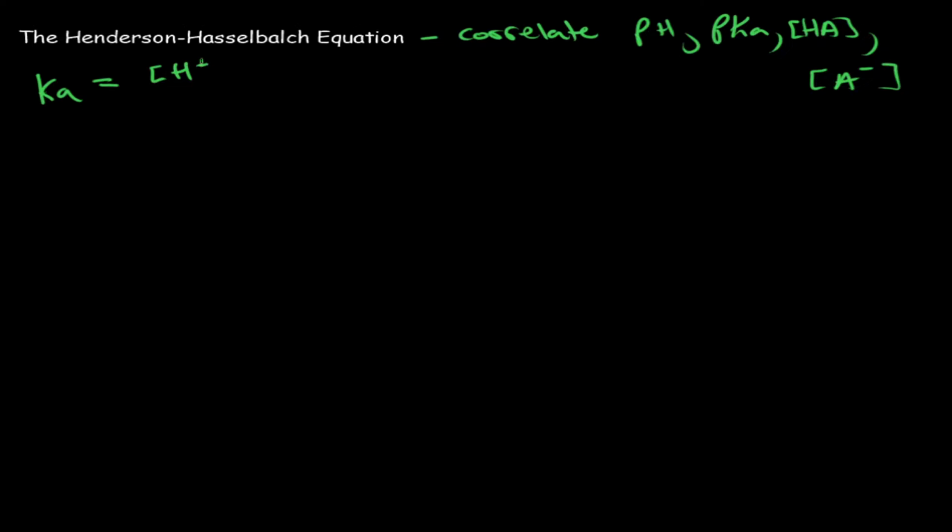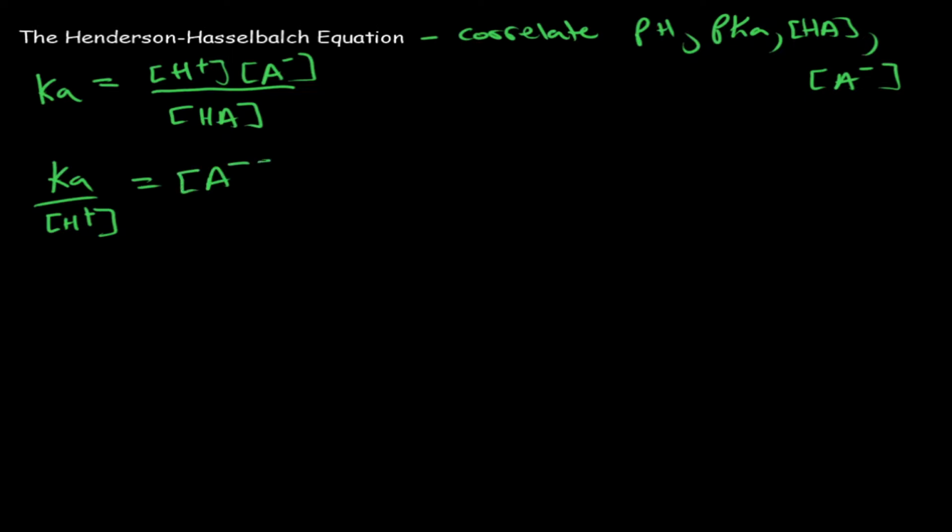We know that the Ka expression from our weak acid-base equilibrium video is H plus times the A minus concentration all over HA. So we're going to derive the Henderson-Hasselbalch equation. What we have to do is first divide by H plus on both sides. We get Ka divided by H plus is then going to equal the concentration of A minus divided by HA.